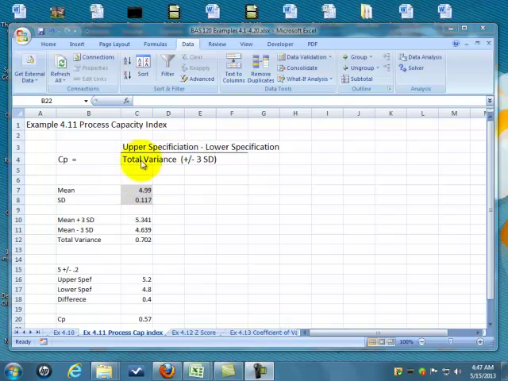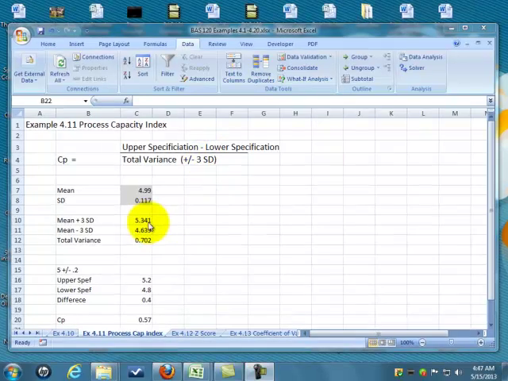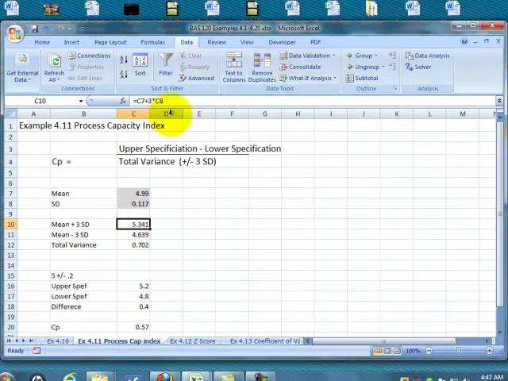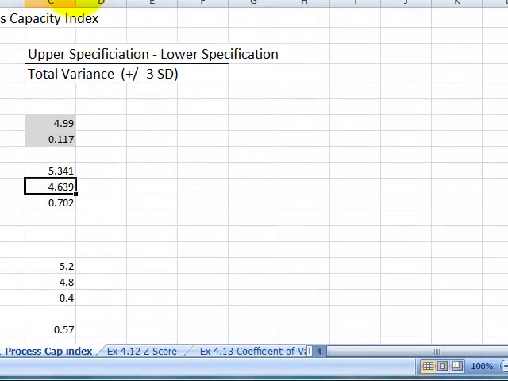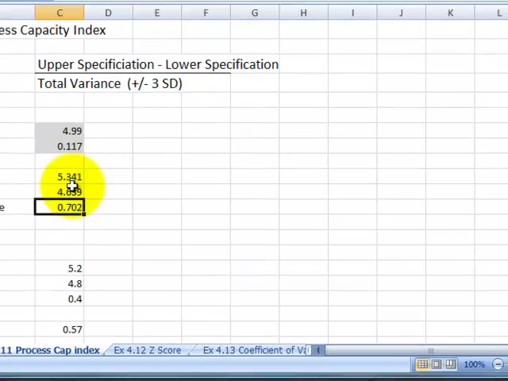Now, this total variance is basically taking three standard deviations to either side of the mean. So this equation right here is my mean, which is C7, plus 3 times C8, my standard deviation. And then this is the same thing, C7 minus 3 standard deviations. So my total variance is the difference between these two.